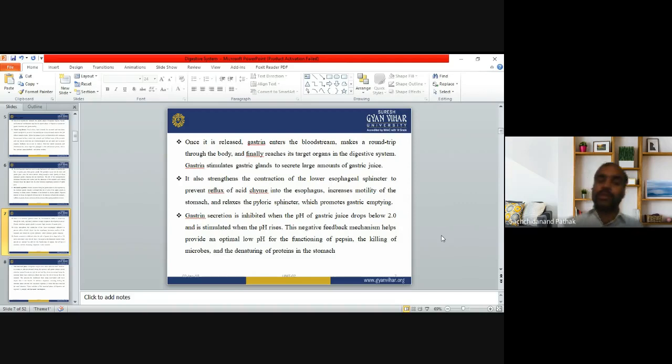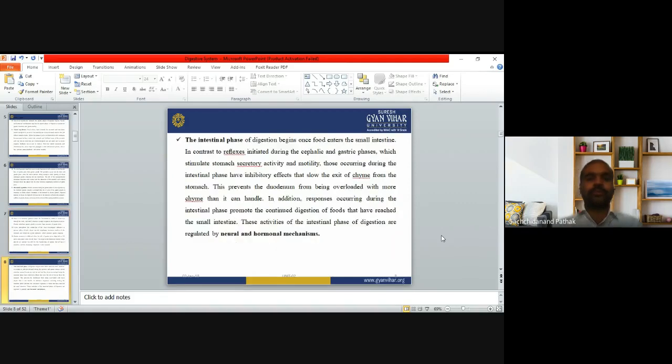And it will be again stimulated when the pH is going to increase. So the negative feedback mechanism helps provide an optimal low pH for the functioning of the pepsin, the killing of microbes, and the denaturing of the protein in the stomach. Now, the third phase is the intestinal phase. I hope the cephalic phase and gastric phase will be clear.